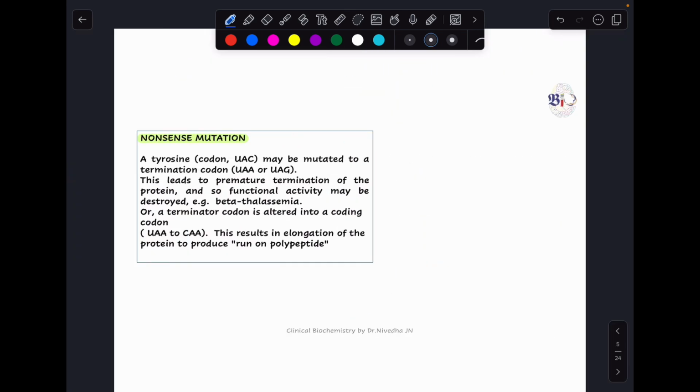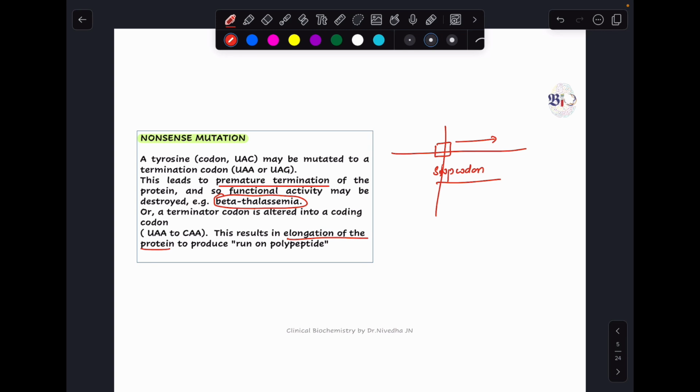The third type of mutation is nonsense mutation, in which in between, a codon gets converted to a stop codon. So the protein is terminated. There is premature termination of the protein. Or what can happen? There can be elongation of the protein. The stop codon has got converted to another amino acid codon, so the protein gets elongated. The example for termination of protein is beta thalassemia.